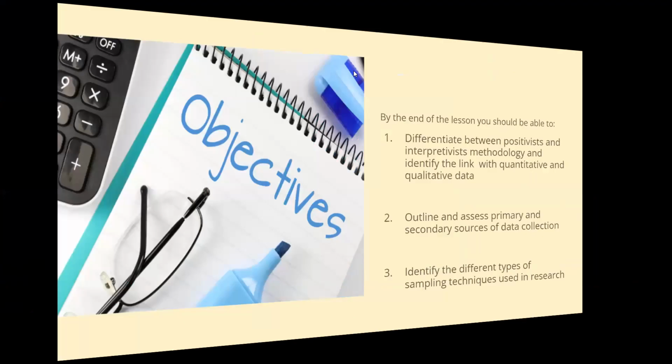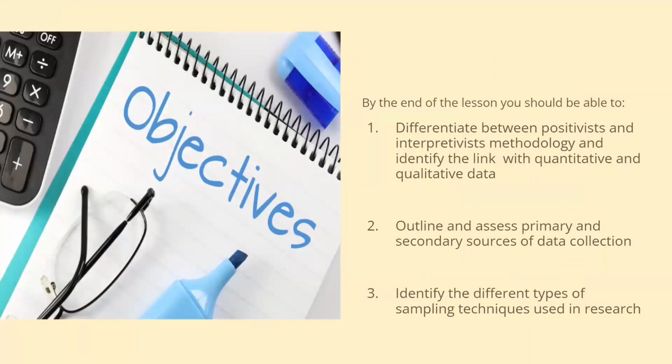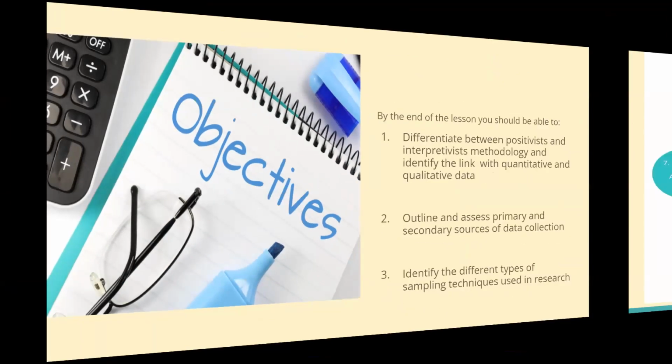What are our objectives for today? By the end of this lesson, you should be able to: 1, differentiate between positivist and interpretivist methodology and identify the links with quantitative and qualitative data; 2, outline and assess primary and secondary sources of data collection; and 3, identify the different types of sampling techniques used in research.